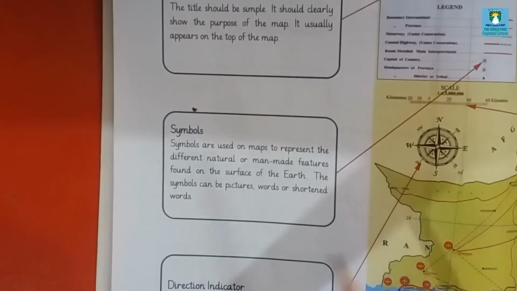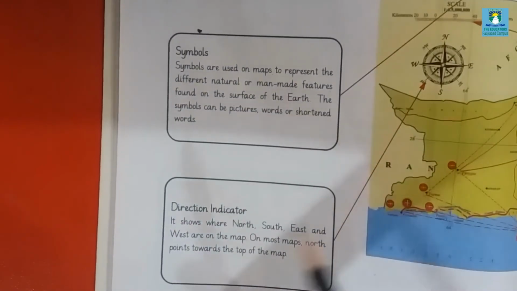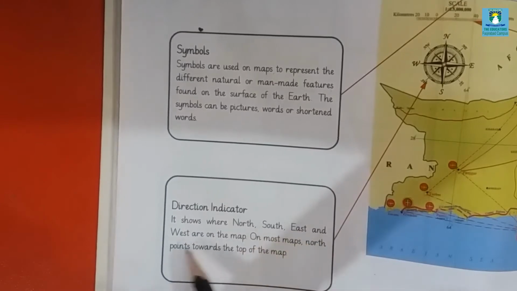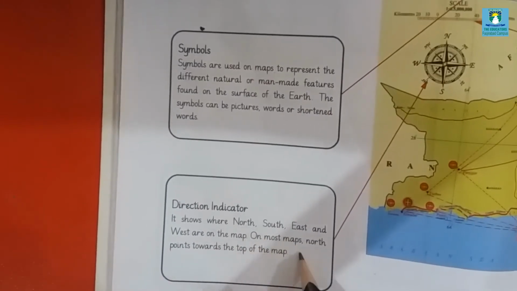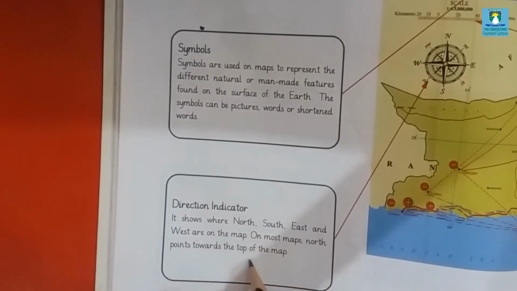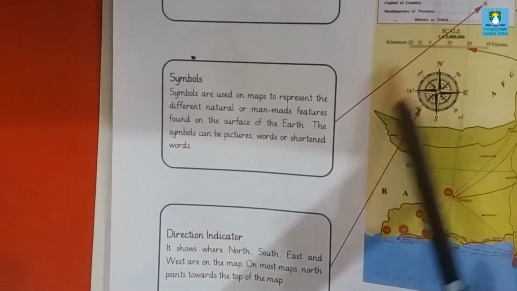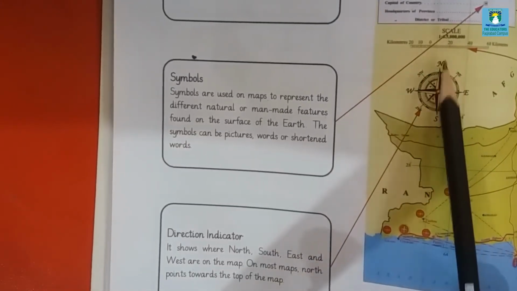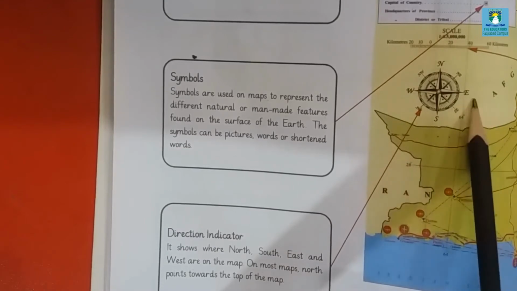Next is direction indicator. It shows where the north, south, east or west are present on the map. On most of the maps, north points toward the top of the map. As you can see, this is direction indicator. This is north, which is on the top. South is at the bottom. This is east and west.